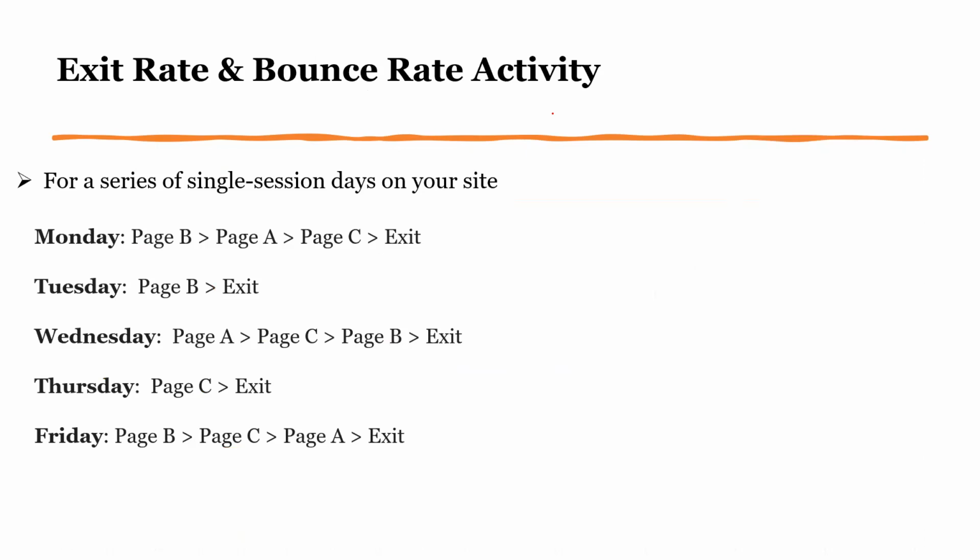So this activity will explain it better. Let us say we have a series of single sessions on your site. Monday: page B to A to C, exit. We will calculate the exit rate first. Remember, exit rate is about the last page. So here B exit, B exit.